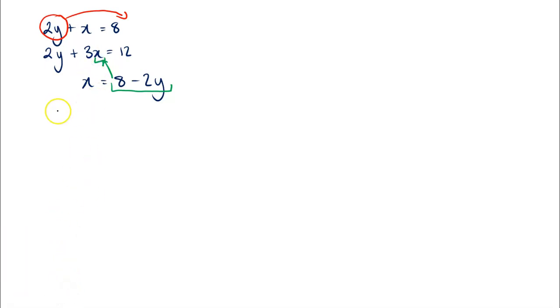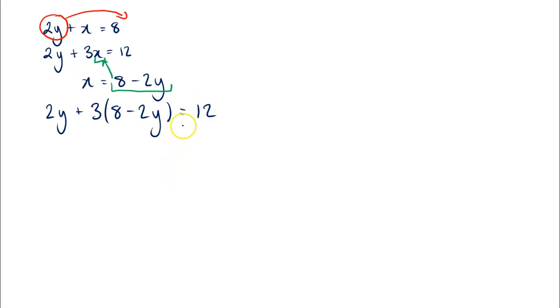So what that means is the second equation is now going to become 2y plus 3, and I now need to multiply 3 by x. But instead of x, I'm going to write 8 minus 2y. And notice I put that in brackets, the 8 minus 2y needs to be in brackets because the whole thing needs to be times by 3. And you'll see we'll do that in a minute. Now it's all still equal to 12.